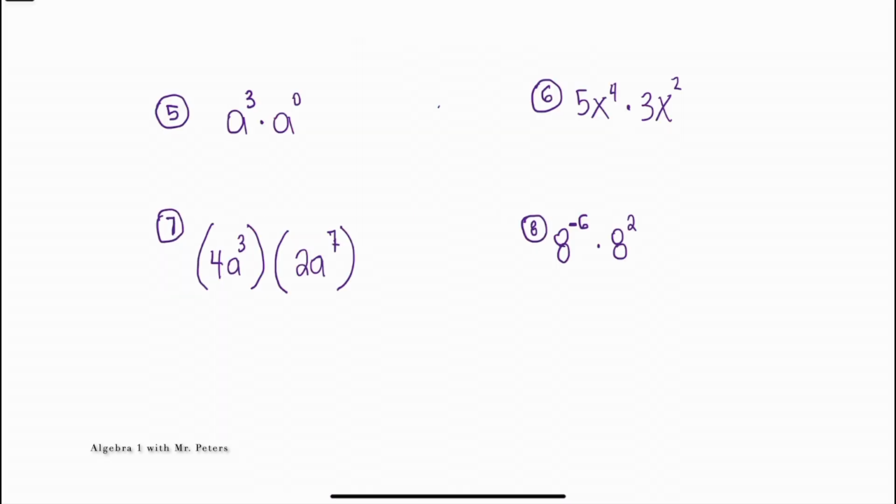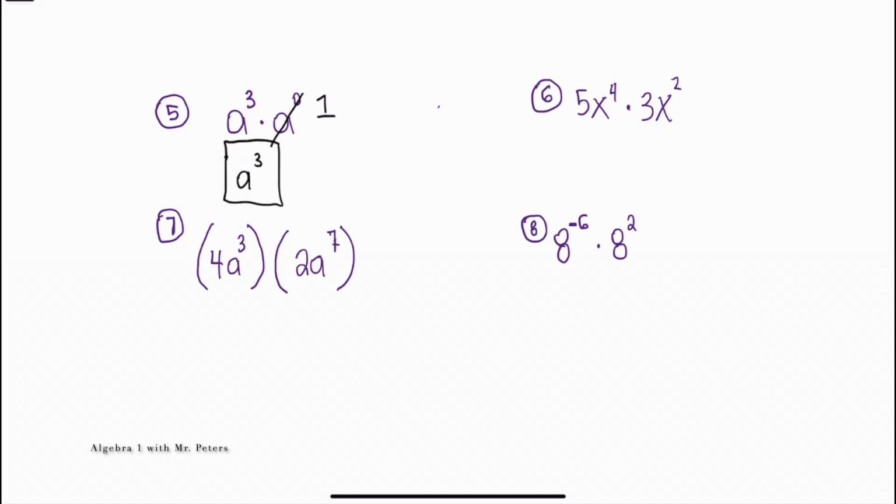Another thing that you are going to see with properties of exponents are coefficients. So let's get started. So when we look at our first example, number 5, please remember that anything to the 0 power is just 1. So for question number 5, the answer is just a to the 3rd. Once we multiply a to the 3rd times 1, we get the same exact answer, a to the 3rd.